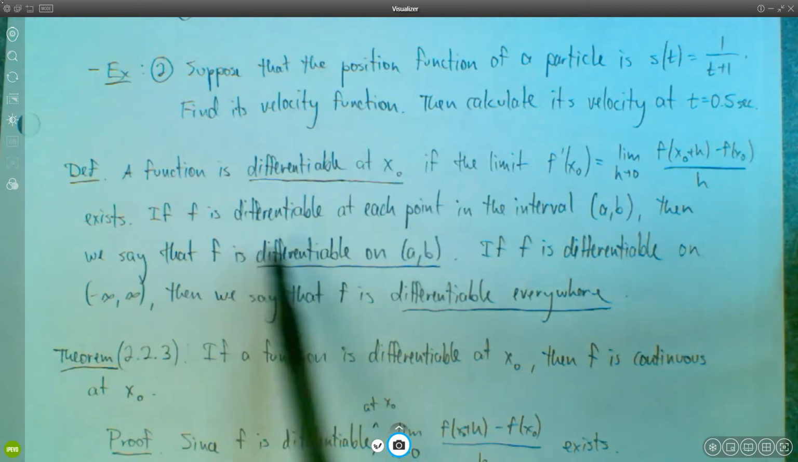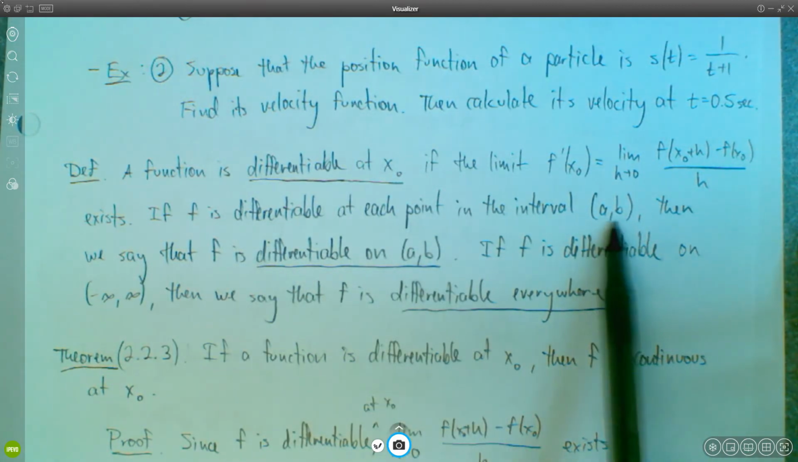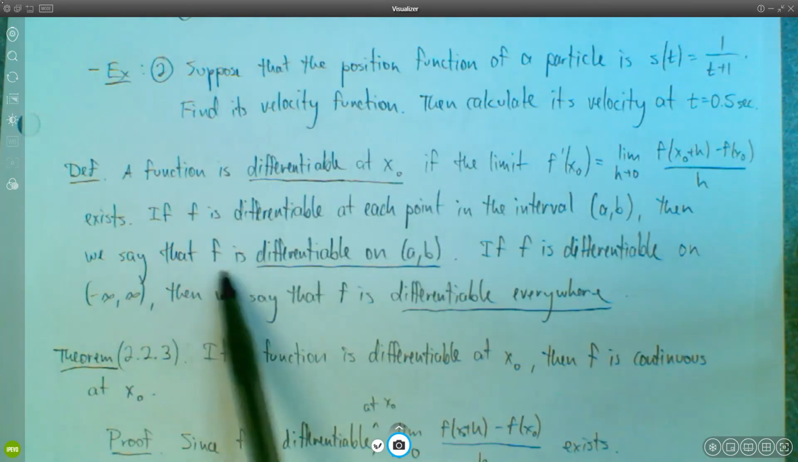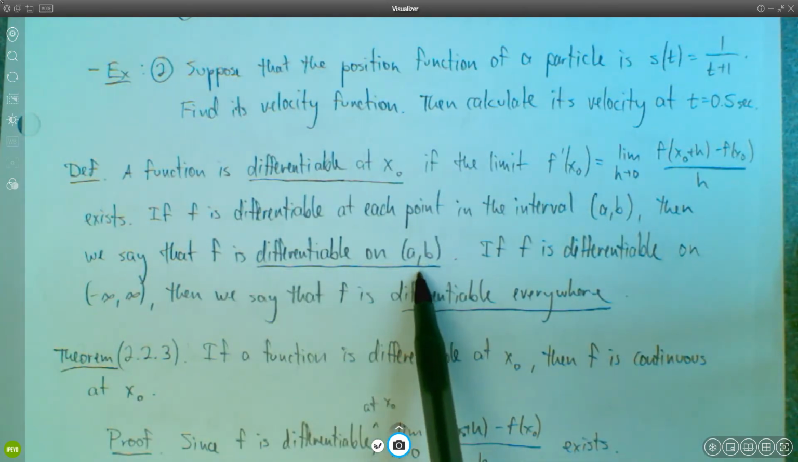Now, if f is differentiable at every point within some interval a to b, then we say that f is differentiable on that interval a, b.